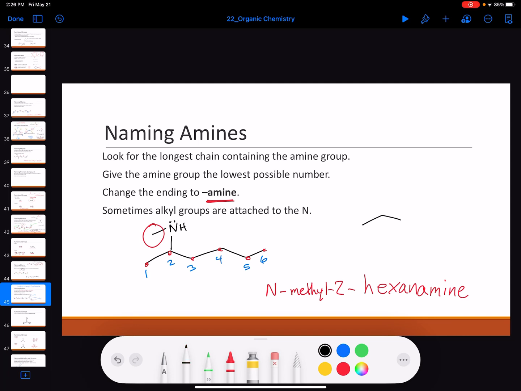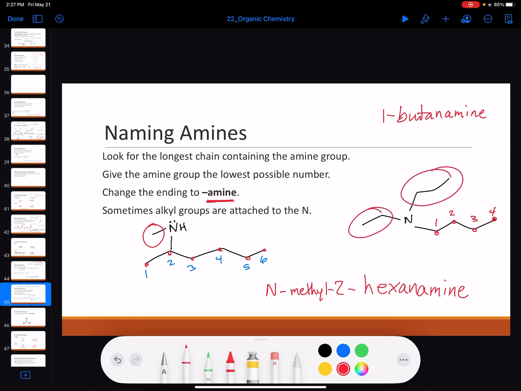And I could even have something like this. It looks like I've got 3 different groups attached to that nitrogen. Let's look for the longest one. It looks like this one right here, 1, 2, 3, 4, although I'm going to number it 1, 2, 3, 4. So that's butane, which would be butanamine, specifically 1-butanamine. Then it looks like I've got an ethyl group and a propyl group attached to the nitrogen. So that's going to be N-ethyl-N-propyl-1-butanamine. Amines are weird because they could have other carbon chains attached to the nitrogen as well as having carbon chains attached to the carbon chain.